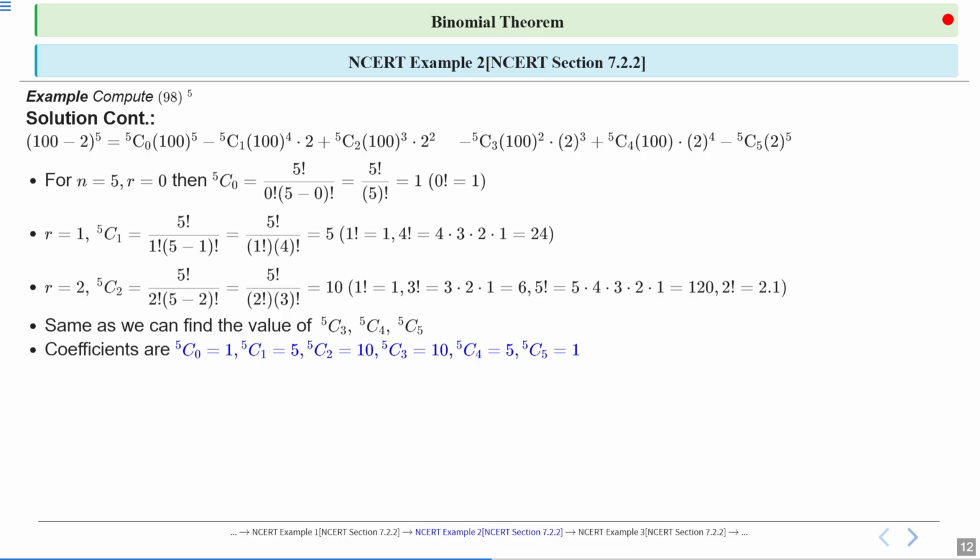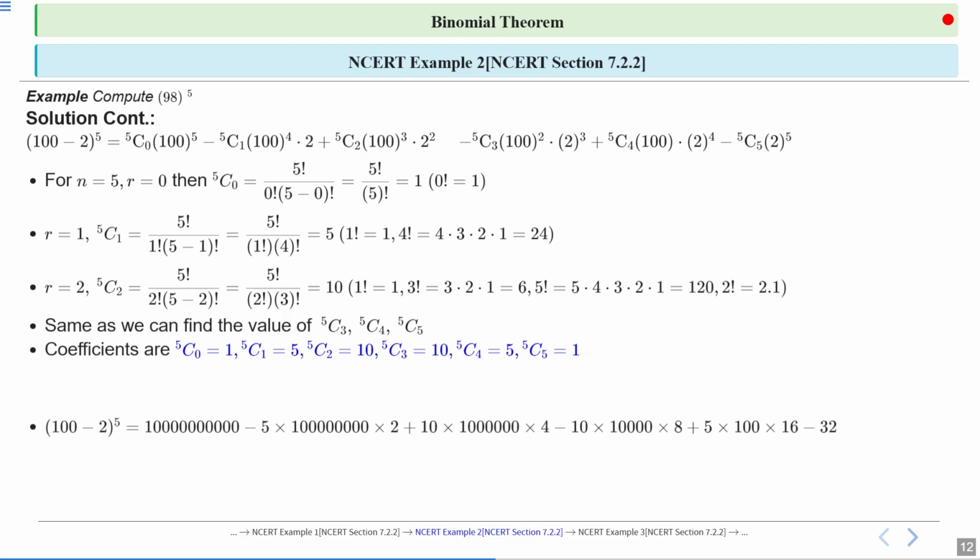Okay, so now these coefficients will be used to multiply the respective terms in our binomial expansion. Let's substitute these coefficients into our expansion and we get (100 minus 2) whole to the power 5 equal to this expression. You can see here, and this is simply equal to 10,040,080,000 minus 1,008,032 (as written out).